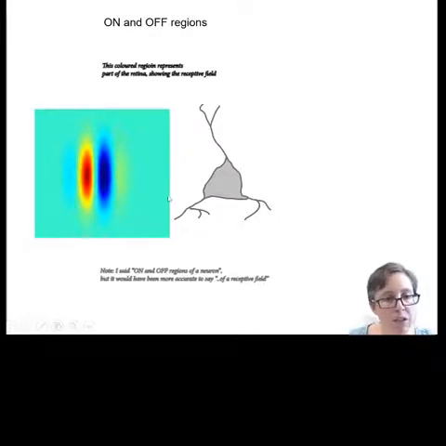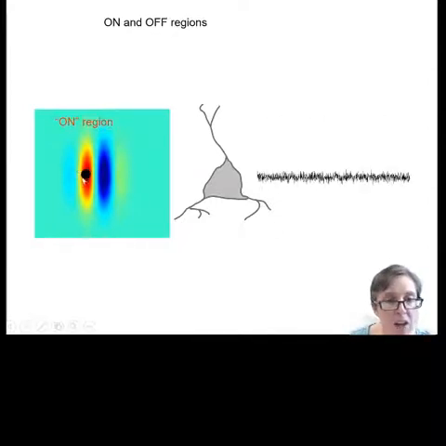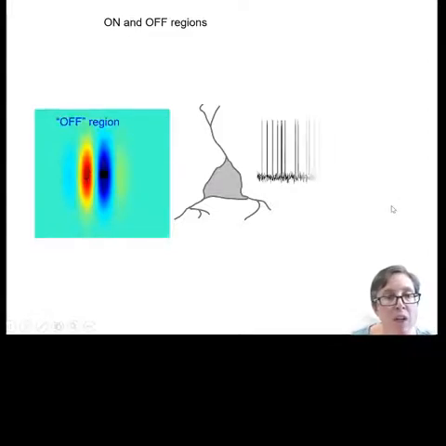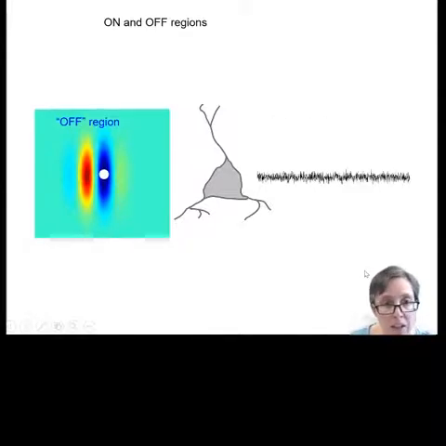In an on region, which I've represented here by this red and yellow colours, a cell tends to be activated by bright stimuli. So spots of light or anything that's brighter than the average for that particular image tends to give you action potentials, and anything that's darker than the average tends to inhibit or even silence the cell. In an off region, it's just the opposite. Dark features tend to excite the cell and make it fire action potentials, and bright stimuli tend to silence it.